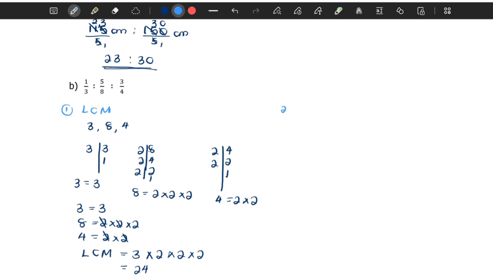Then the second part is to express fractions in the lowest common multiple denominator. So in this case, we have 1 over 3 is to 5 over 8 is to 3 over 4. So 1 over 3 becomes something over 24: 3 into 24, that's 8, times 1, that's 8.